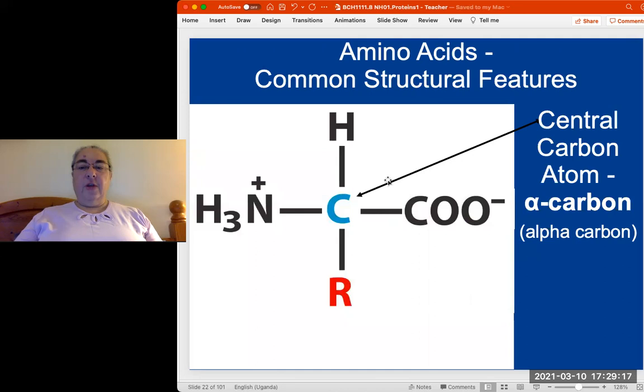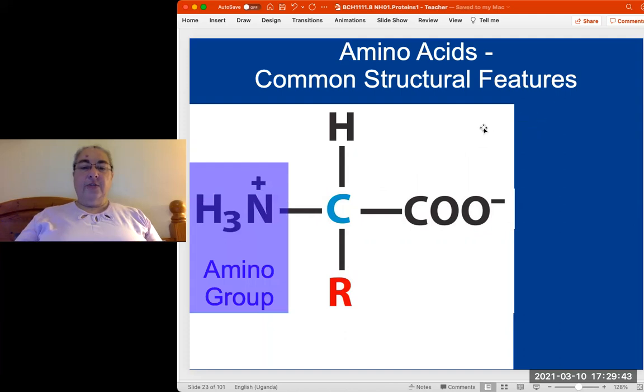So first of all, notice the carbon in the center, the central carbon atom. This is known as the alpha carbon, and all the other parts of the molecule are attached to this carbon. Remember that carbon has 4 bonds that it can make. So a central carbon atom, and to that central carbon there are attached 4 different groups.